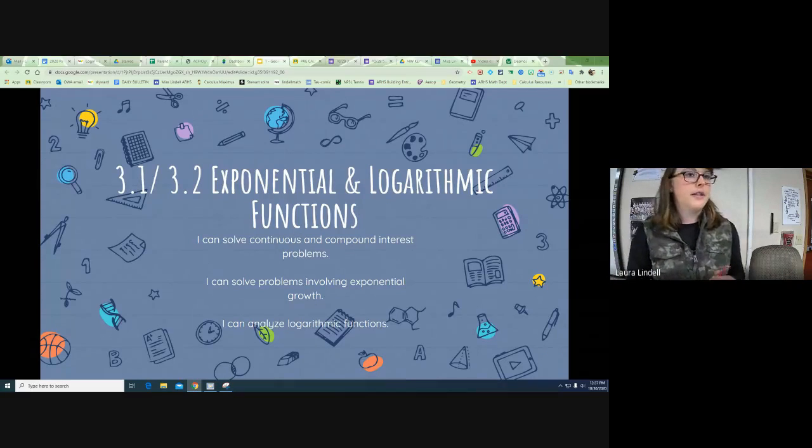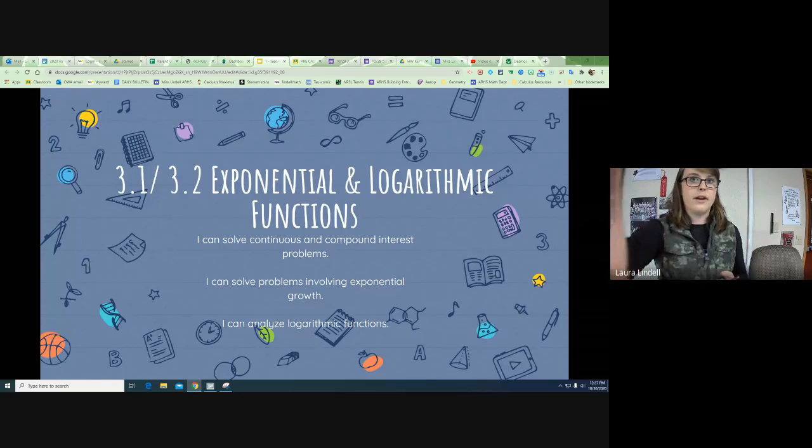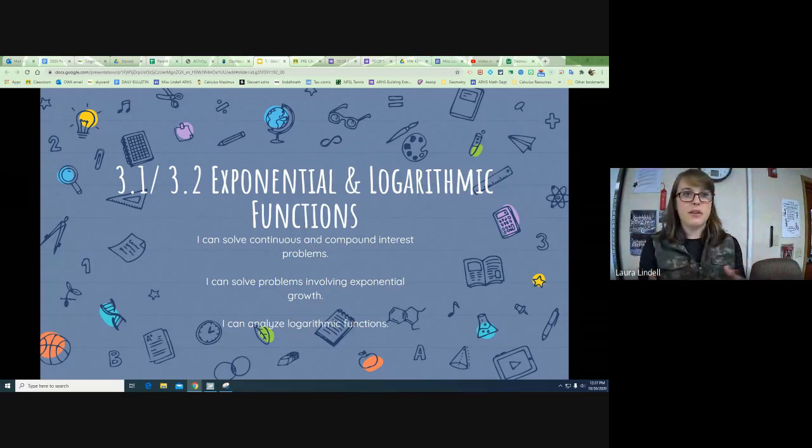Let's see. So today we're going to finish up with 3.1, and we're going to talk about more application problems with exponential growth and decay. And then if we have time, we will also get to a basic intro to logarithmic functions. If we don't have time, then we won't get there, and that's okay.